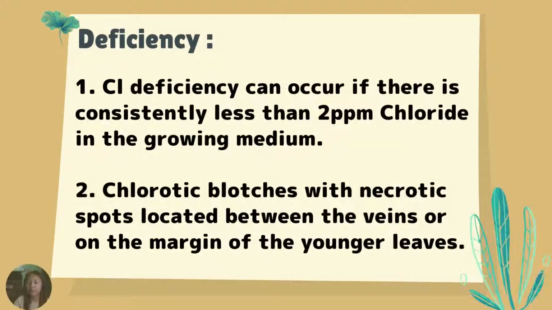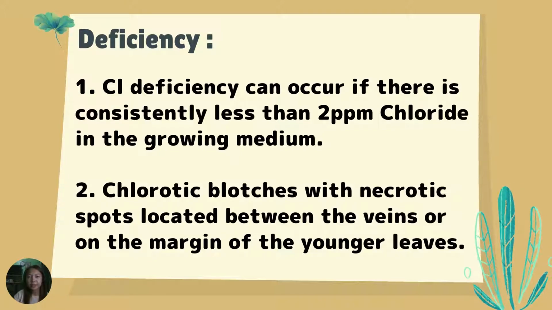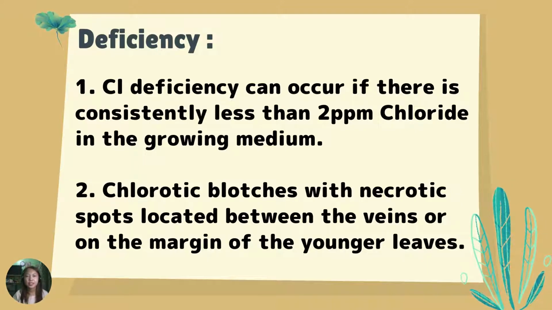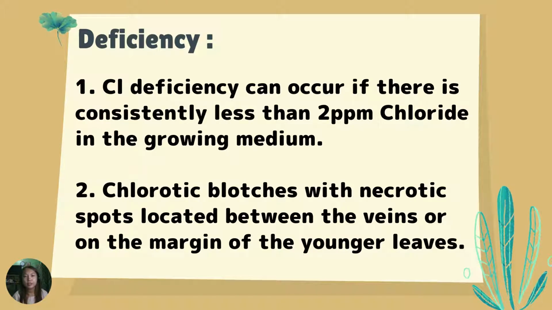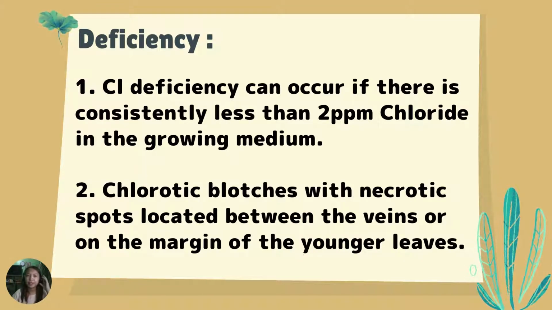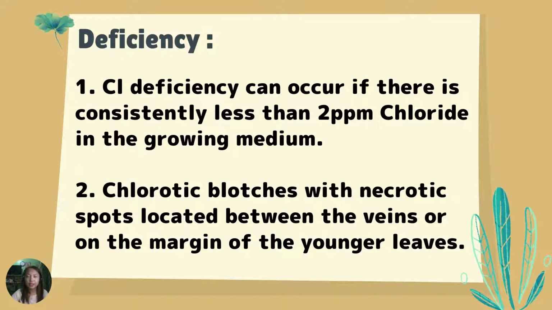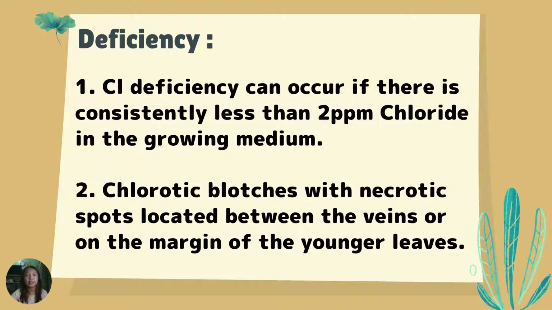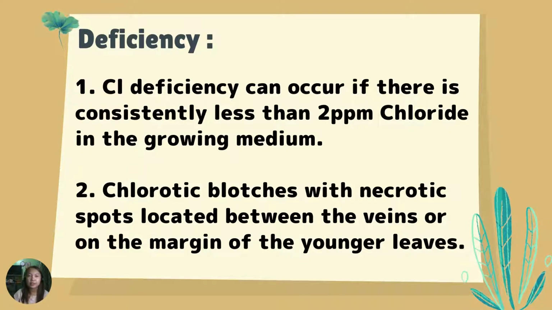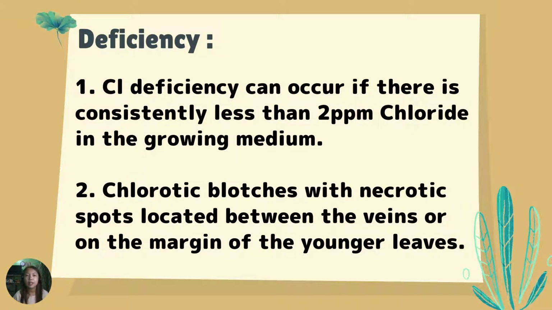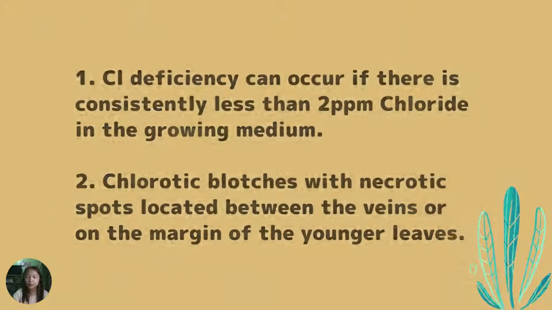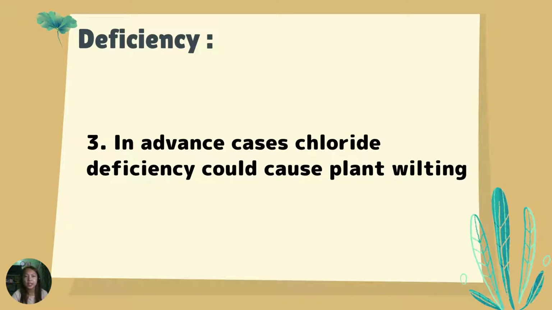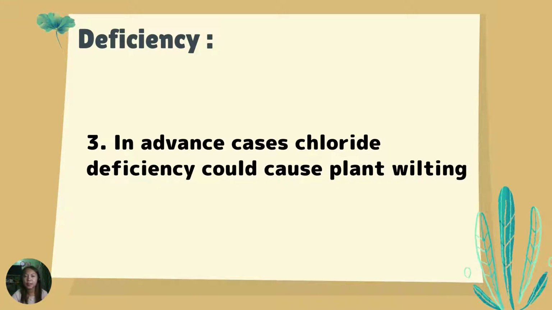Okay, so the deficiency to observe. Chlorine deficiency can occur if there is consistently less than 2 parts per million chloride in the growing medium. So if there is a lesser amount of chlorine, there will be a possible effect on the growth of the plant: chlorotic process with necrotic spots located between the veins or the margin of the younger leaves. So if we look for the symptoms, in advanced cases, chloride deficiency could cause plant wilting.